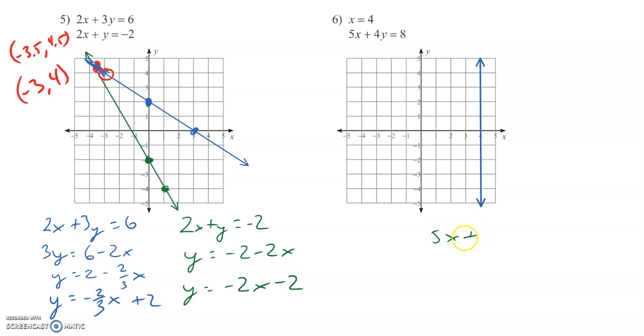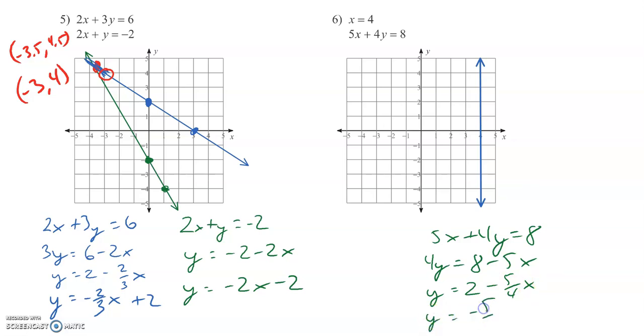All right, so for the green one, I should manipulate my green one here. So 5x plus 4y is equal to 8. I'll rearrange it. So 4y is equal to 8 take away 5x. Divide by 4 all the way across. So y is going to be equal to 8 divided by 4 is 2, take away 5 over 4x, something like that. And then if I rearrange it, -5 over 4x plus 2. Okay, so my y-intercept is 2.